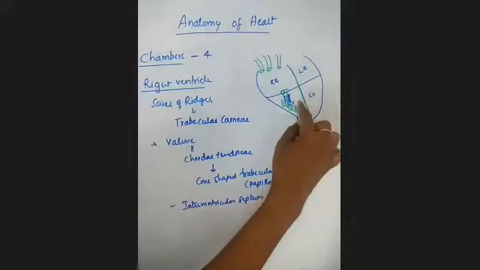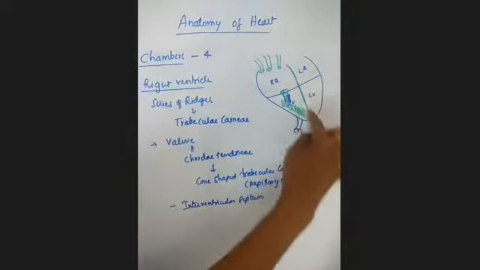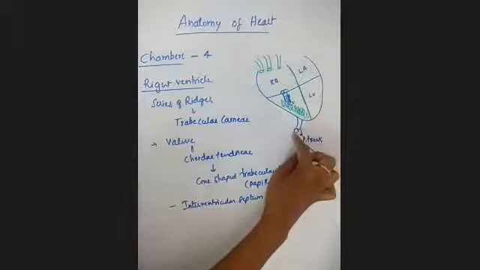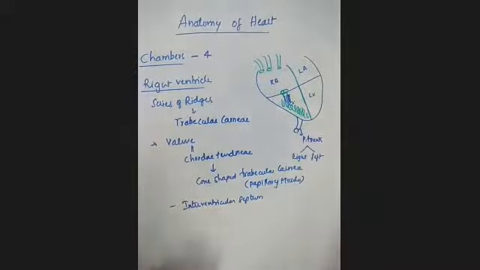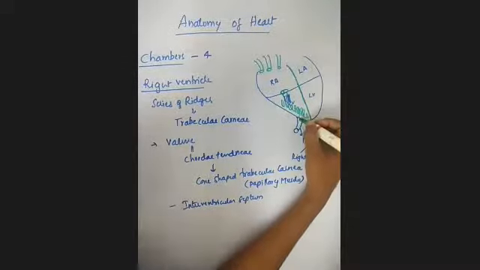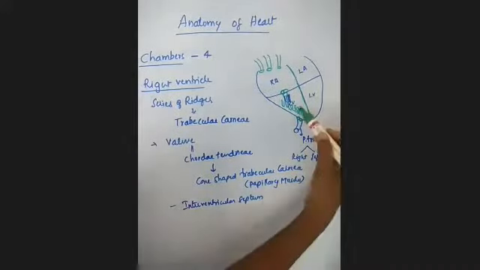Clear? And between the right ventricle and the left ventricle, you have a thin partition that you will call the interventricular septum. From the right ventricle, the blood enters the pulmonary trunk. Here you have one valve, which we will call the pulmonary valve. The blood from the right ventricle enters the pulmonary trunk with the help of this pulmonary valve.